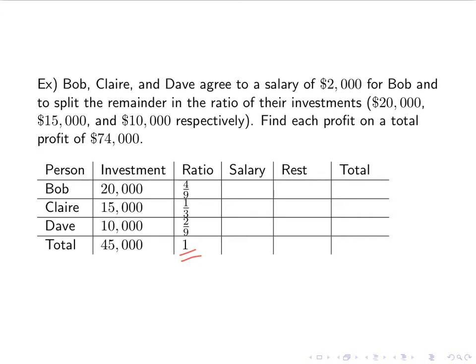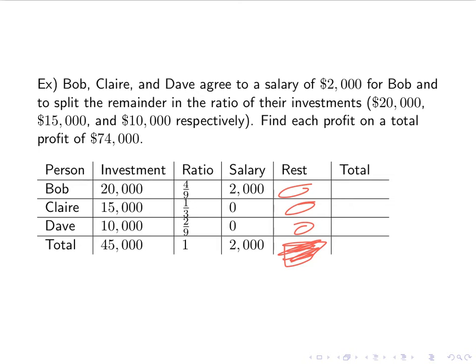So once we found the ratio, the next thing we're going to do is look at the salary. So the salary is 2,000 for Bob, and that's it. So 2,000 for Bob, Claire gets 0 salary, Dave gets 0 salary. The total salary is the 2,000 from Bob. Okay. And then the last thing before the total is the rest or the remainder. So in order to figure out what goes here, I need to find what is left over. What's the remainder? What's the rest?